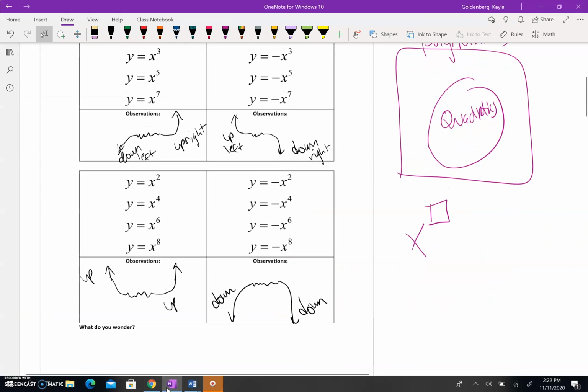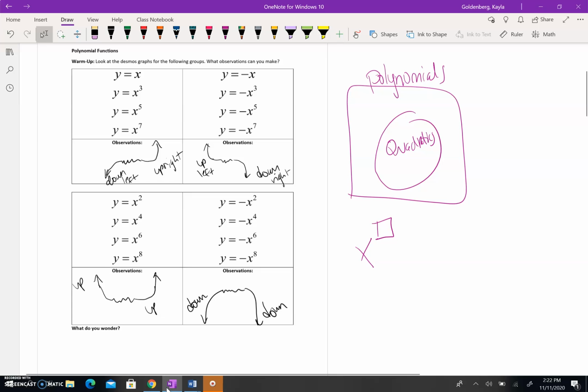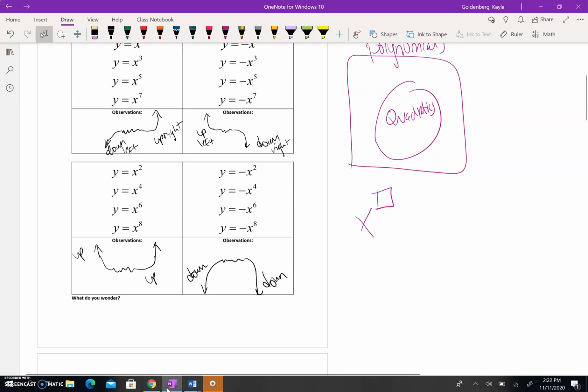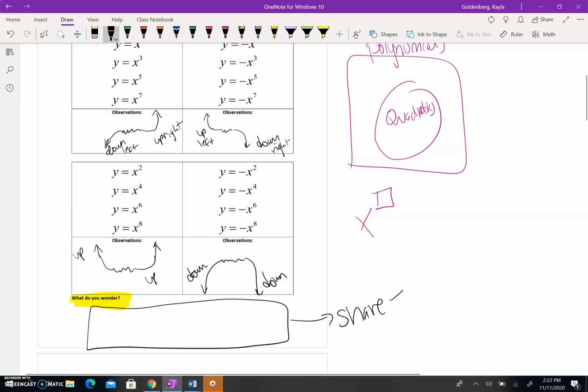Okay, and then I have a question at the bottom: what are you wondering? Is there anything you're thinking about? This is a good spot to write down any questions or ponderings you're having right now. Write some stuff down, and then when we talk together on Tuesday, that'll be a good time to bring up some questions and talk about what things we were curious about, what things we wanted to know more about. So we'll try and carve out some time to share these on Tuesday.